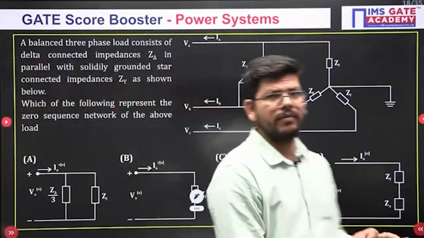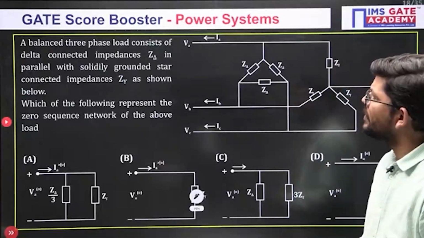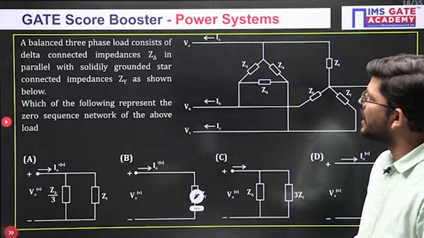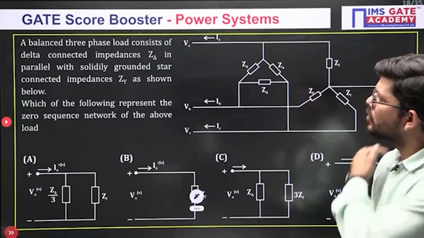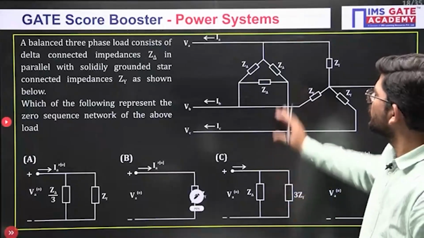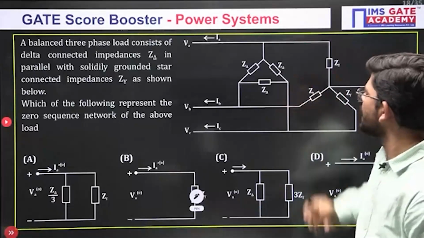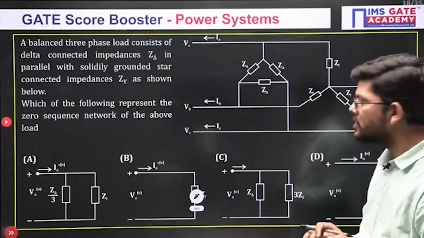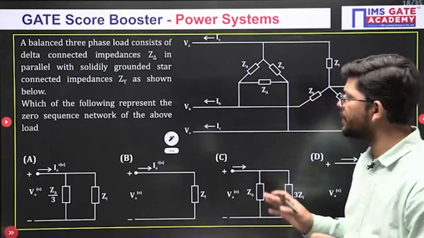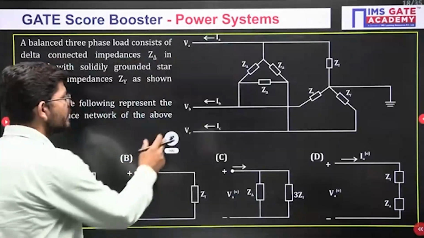Very fundamental, very conceptual question. A balanced three-phase load consists of delta connected impedances in parallel with solidly grounded star connected impedances as shown below. Which of the following represents the zero sequence network of the above? The delta connected network and star connected network are connected together. You have to tell us the possible zero sequence impedance network among these four options. Your time starts now.